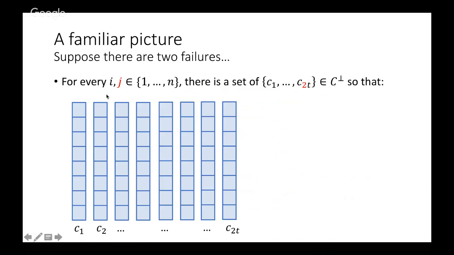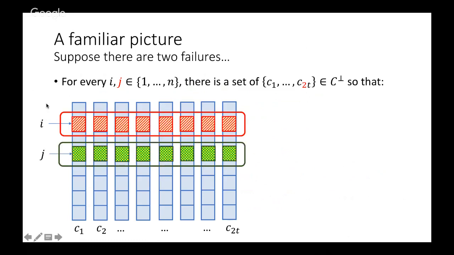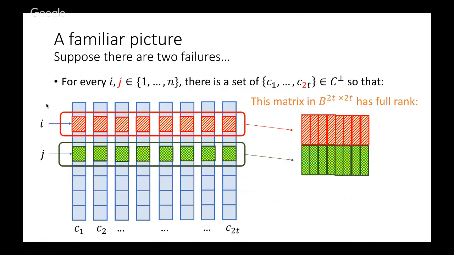Before, what was my nice property? I wanted a set of t codewords for every single i that might fail. Now, suppose there are just 2 failures. For every pair i and j that might fail, instead of wanting t codewords, I want 2t codewords. And I want them to have the property that if I look at the rows indexed by i and j, those should be full rank. Here, the sense of full rank is that I take all of these different field elements, treat them all as little tiny vectors, stack them together, and demand that the resulting matrix has full rank.